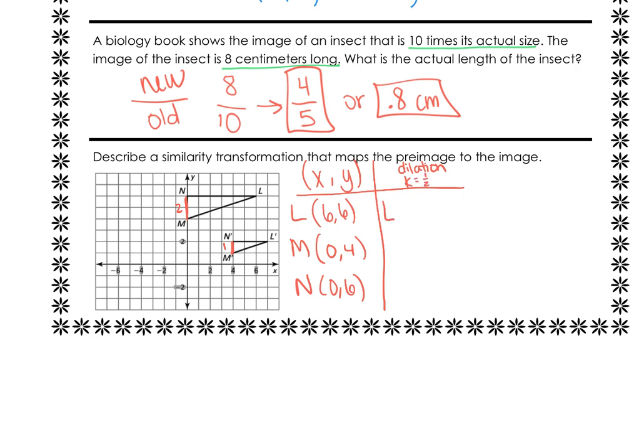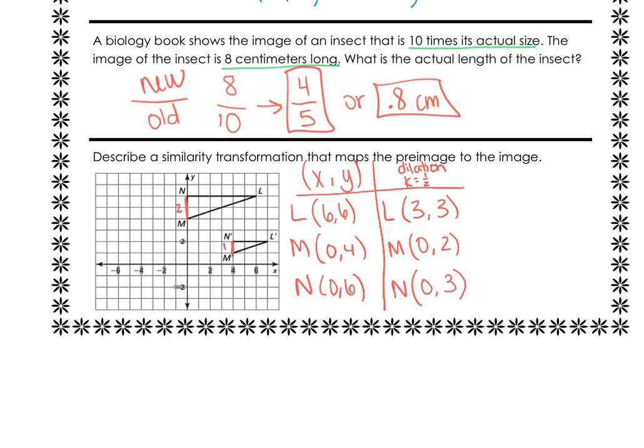So that means all of our numbers need to be multiplied by 1/2. So for L, 6 times 1/2 is 3. For M, half of 0 is still 0. Half of 4 is 2. And then for N, half of 0 is still 0. Half of 6 is 3. So we're going to go ahead and graph this and see what it looks like and see if that's the image that they ended up with.